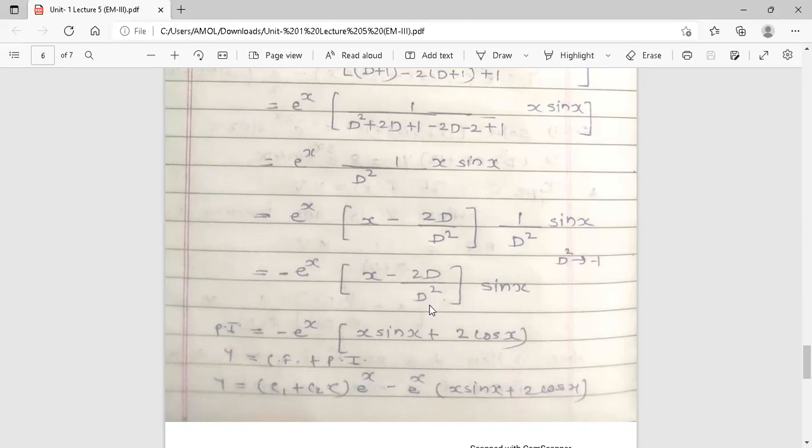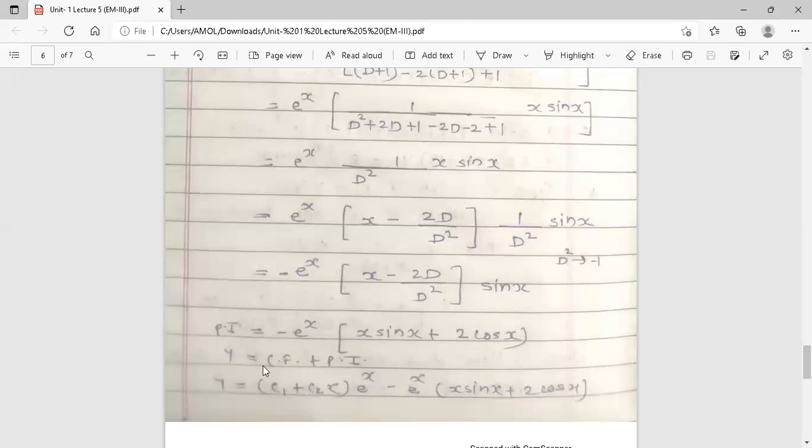1 upon d means integrate sin x. Integration of sin x is minus cos x. And so this minus sign will become plus. Minus plus 2 as it is, integration of sin x is minus cos x. So it is plus 2 cos x. So this is your answer here, which means the particular integral, pi, is this one.